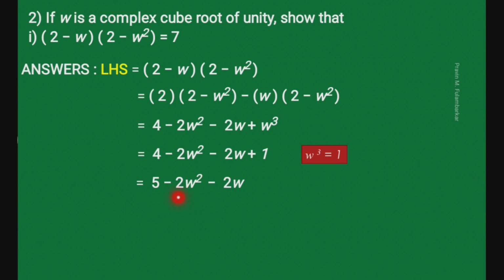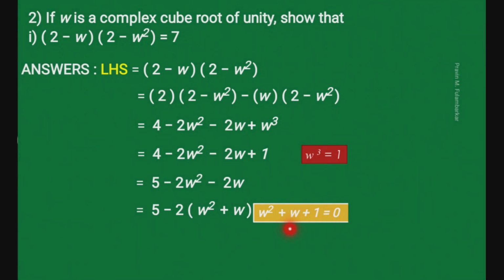In next step we take minus 2 common. So we write here minus 2 in bracket omega square plus omega. Why do we write both signs plus? Because we take the minus sign common. So we know that here omega square plus omega has value minus 1, because omega square plus omega plus 1 equals to 0. This is a property for cube root of unity. So when we transfer this 1 to the right hand side, we get minus 1. So we write omega square plus omega equals to minus 1.